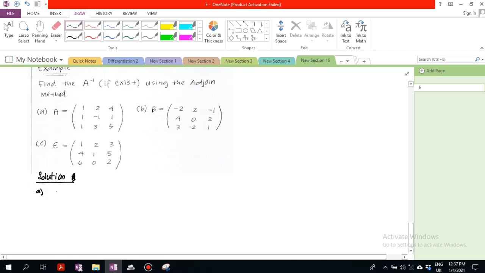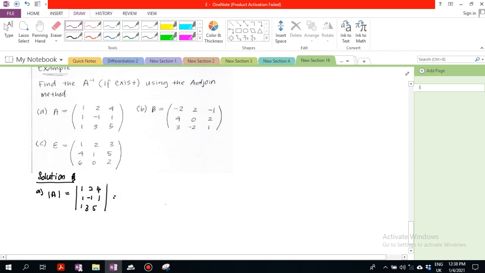So you have a matrix A. First you need to check the determinant. So for the determinant of A, you will get, okay, this is your matrix: 1 2 4, 1 negative 1 1, 1 3 5.